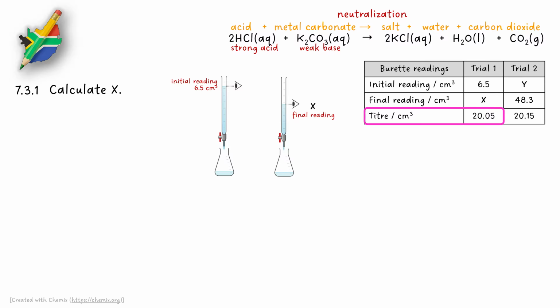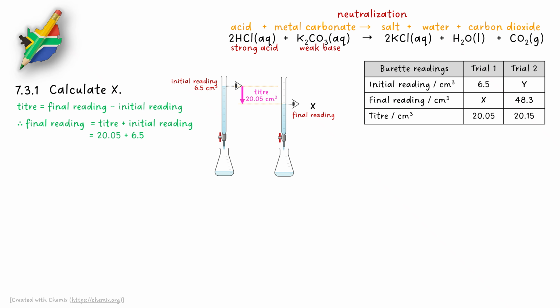The volume transferred from the burette is called the titer. The titer is 20.05 centimeters cubed. So how do we work out X? The titer volume is equal to the difference in the 2 readings, namely the final reading minus the initial reading. So if we rearrange this formula, we get final reading is equal to titer plus initial reading. Putting in the values, we get 26.55 centimeters cubed for X.